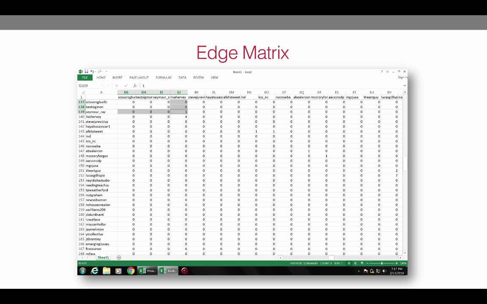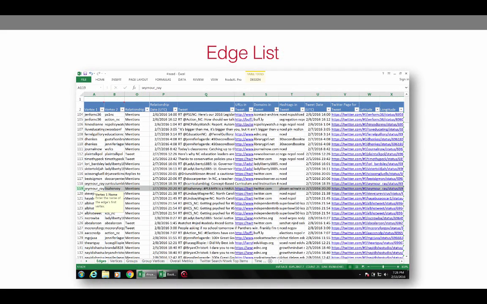Another way to store this, in the way that I actually store this, is as an edge list. So here we can see all the same people. We have people who are in this network here, and we also have the people that they have the relationship with. In this case, we have Seymour Ray again, and then we have Lisa Hervey. And we can see that there's a relation between these two. And in this case, we actually have a definition of the relationship. This is a mention in a Twitter network.